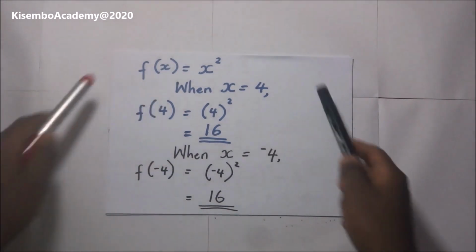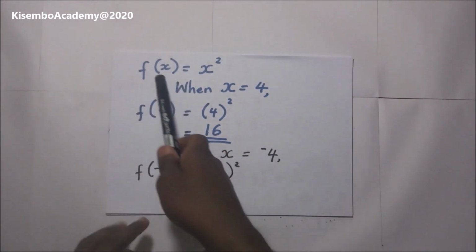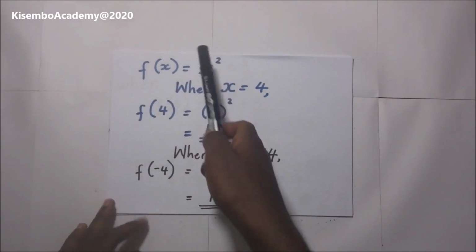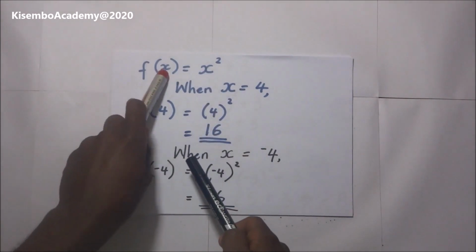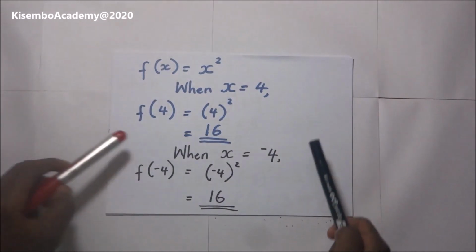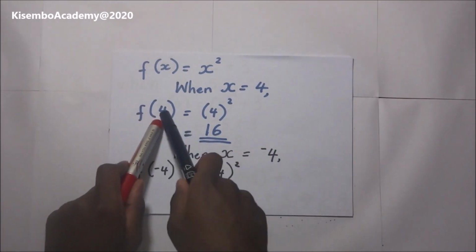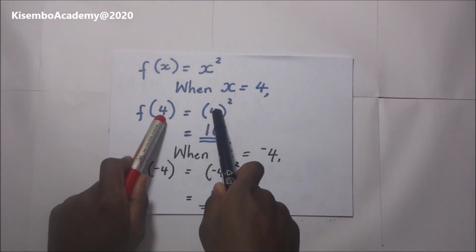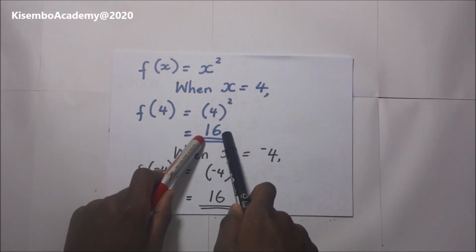So let's look at this. We have a function f of x equal to x squared. Now the input value here is x, and it's giving us x squared. So now if in the place of x we put 4, this is going to become 4 squared. That's going to give us 16.